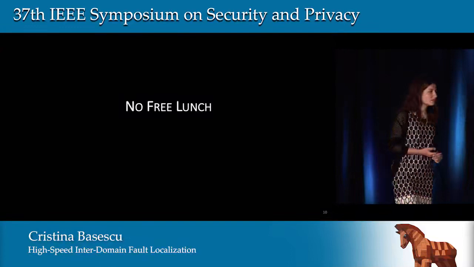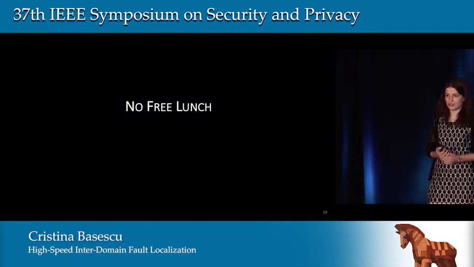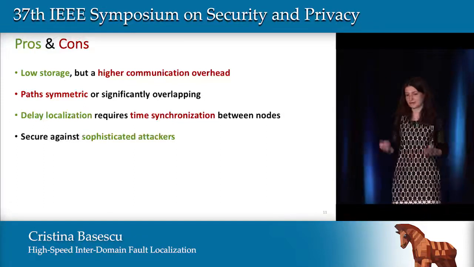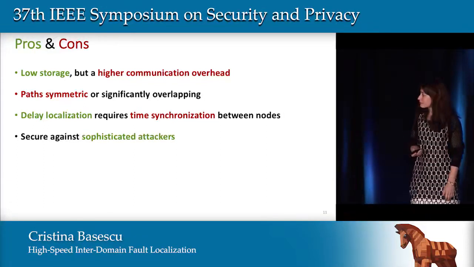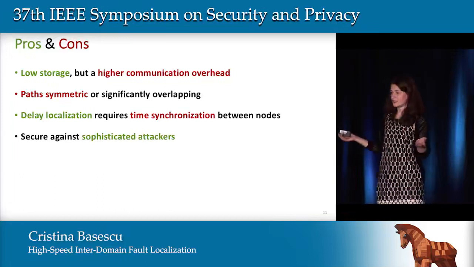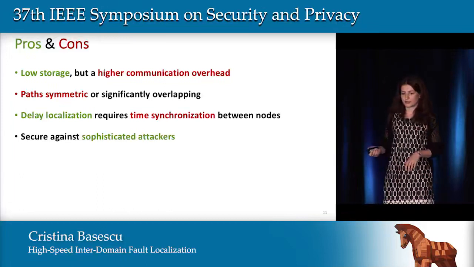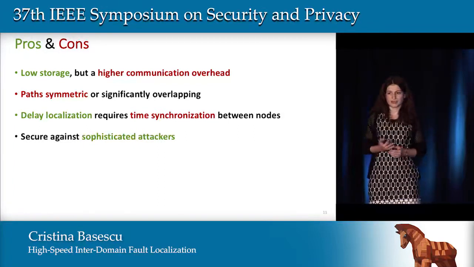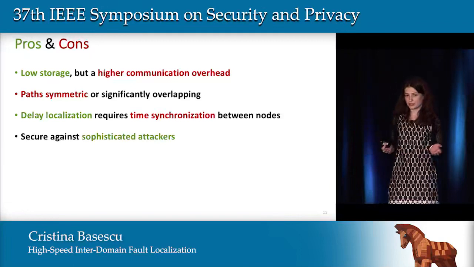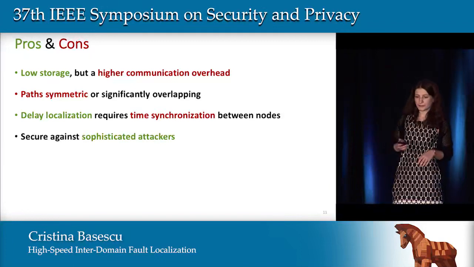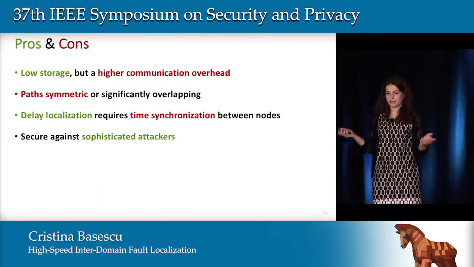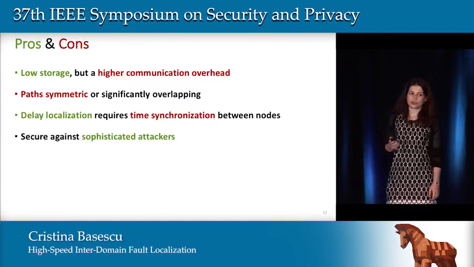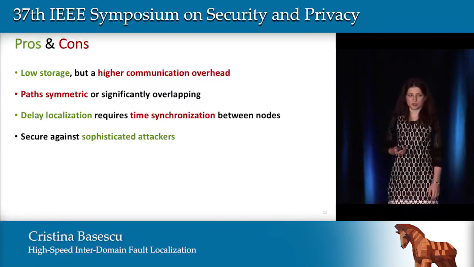Well, you've all just had lunch, but there is no such thing as a free lunch. And let's see some pros and cons of FaultPrints. Well, I've said that we have low storage, but this comes at the cost of higher communication overhead. This compares to previous schemes. In fact, our scheme has about 3% communication overhead, and this is much higher than other schemes. However, bandwidth is less expensive than storage on the fast path. And this is why we make this trade-off.